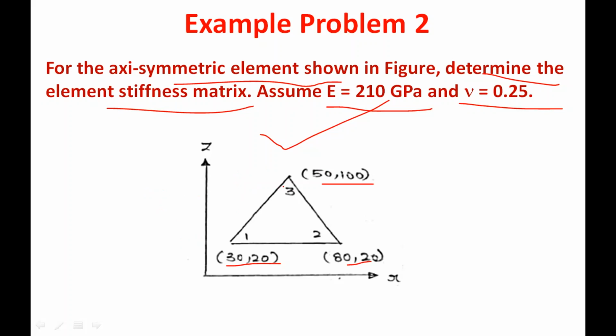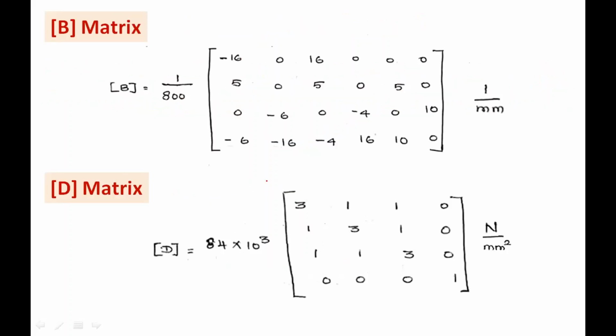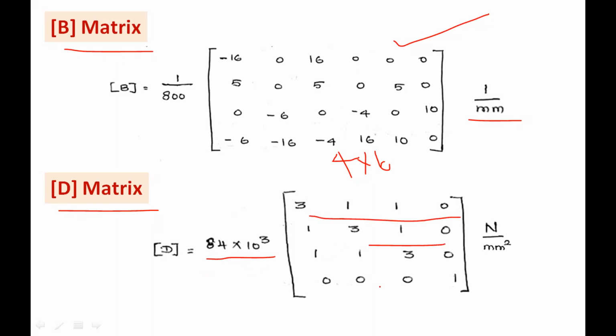So now directly we can take the B matrix and D matrix what we derived for the example 1. So straight away we can go to the stiffness matrix step. Here this is the B matrix we derived in the last example. So 1 by 800, minus 16, 0, 16, 0, 0 like this. This is a 4 by 6 matrix we obtained in the last problem. So unit is 1 by mm. Similarly, constitutive matrix D matrix we derived in the last example. 84 × 10 power 3, 3 1 1 0. Like this is a 4 by 4 matrix.